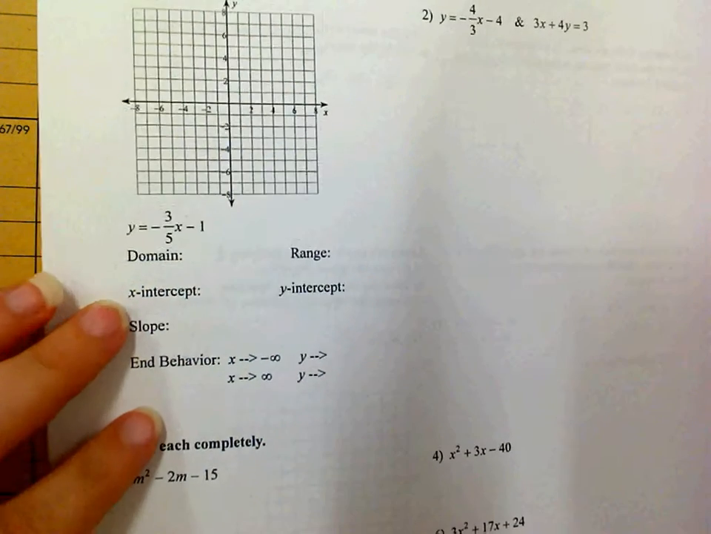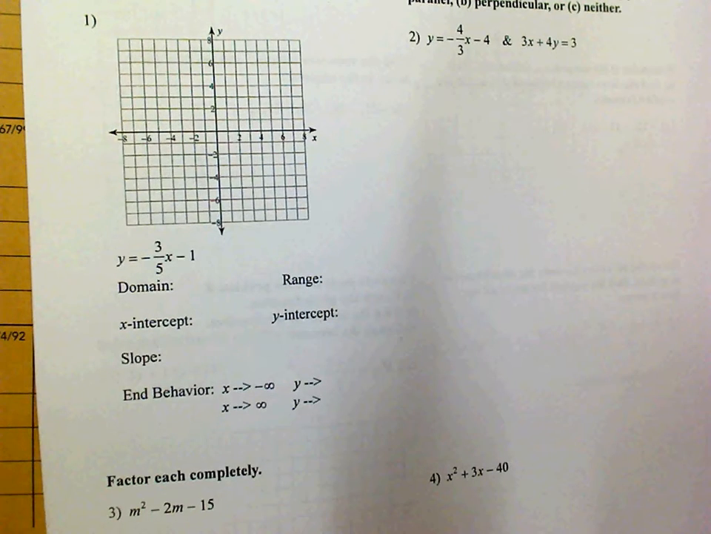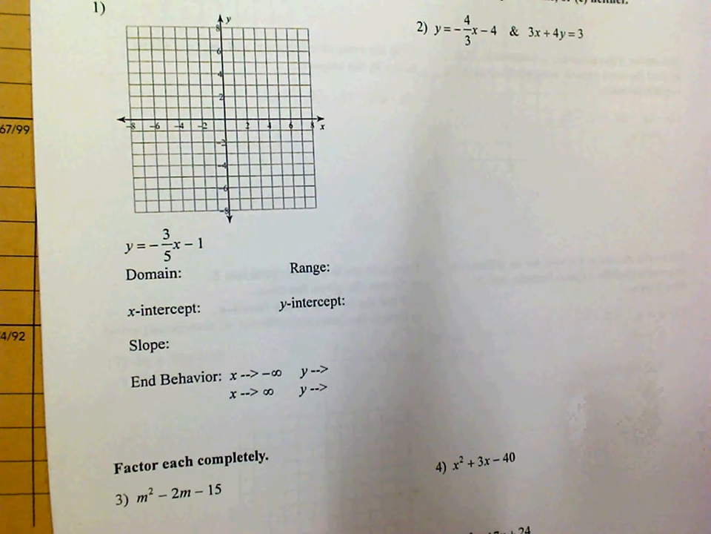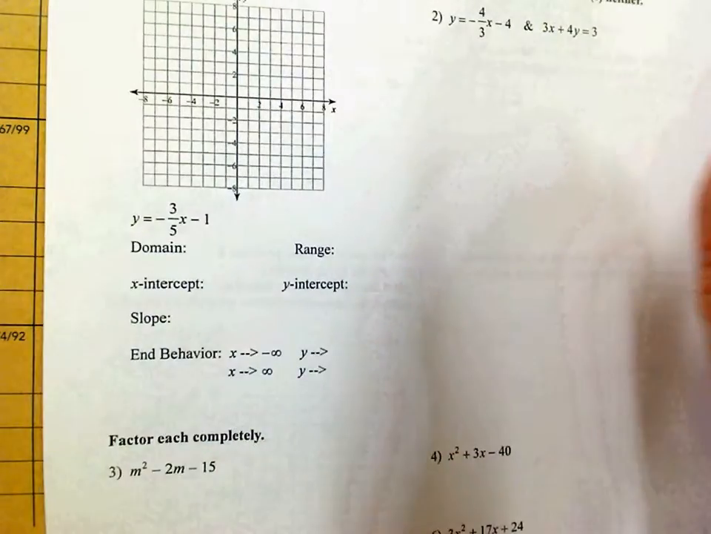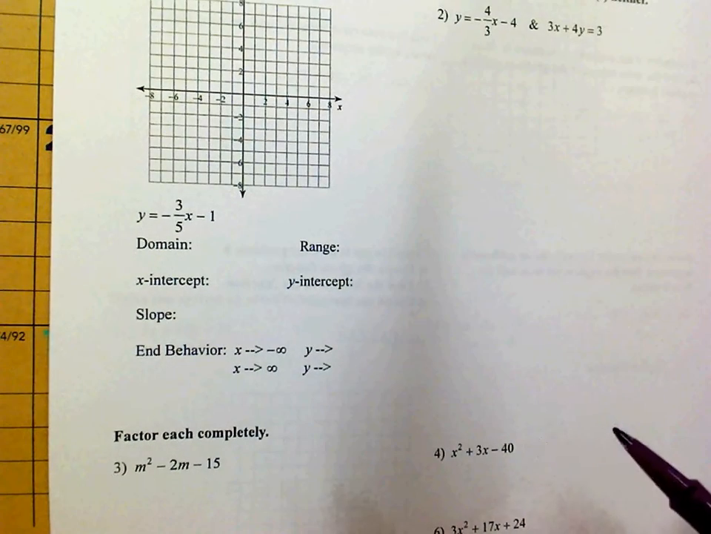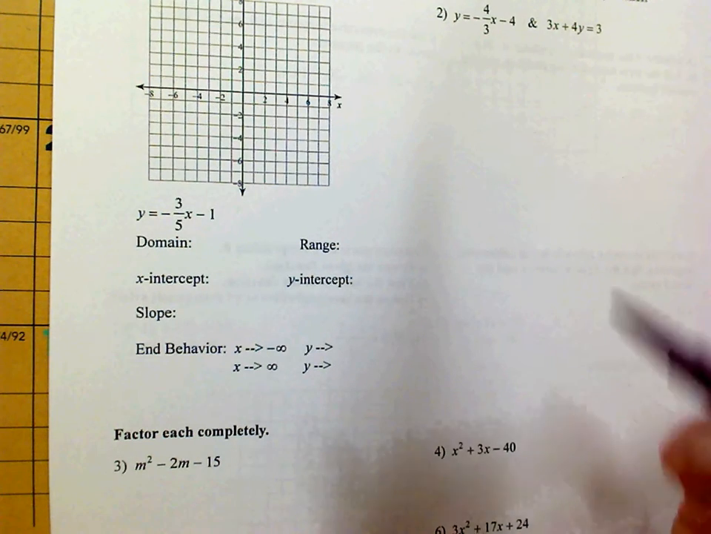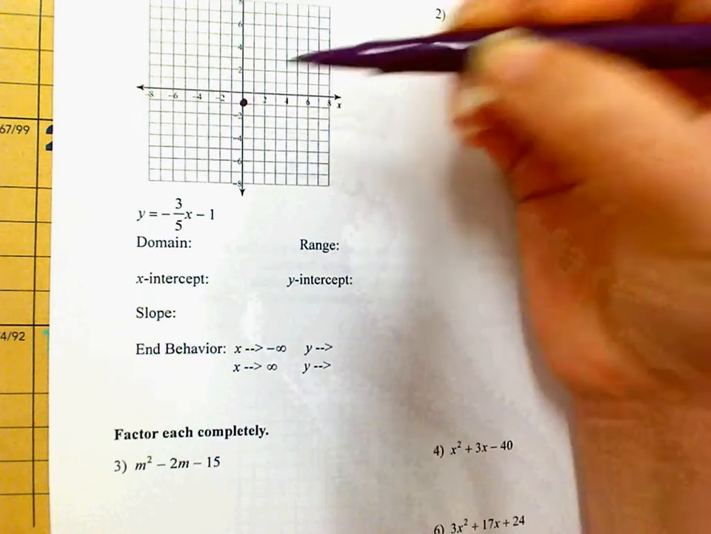All right, so on number one, we need to, well, what do we need to do? Have you worked number one yet? What are we doing? Graph the linear function. What's that? So when you have y equals negative 3/5 x minus 1, what is the negative 1? It's the y-intercept. So I go to the y-axis and go to negative 1 and I plot a point, yeah?